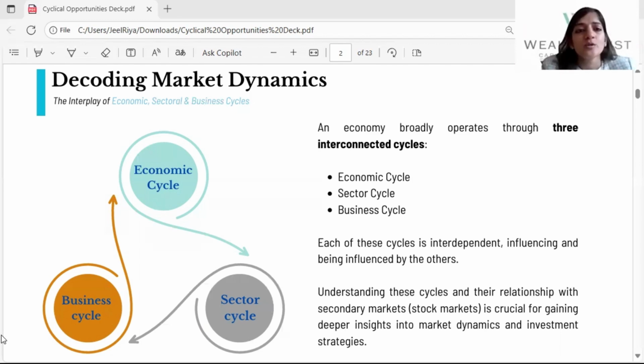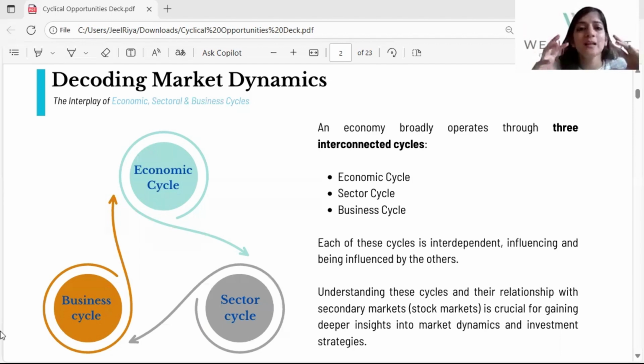And then we come to the business cycle. Every business also has a cycle in terms of whether it's at the introduction stage like a startup, or it has reached beyond growth and needs to pivot to make sense of the business. So we get into that cycle.